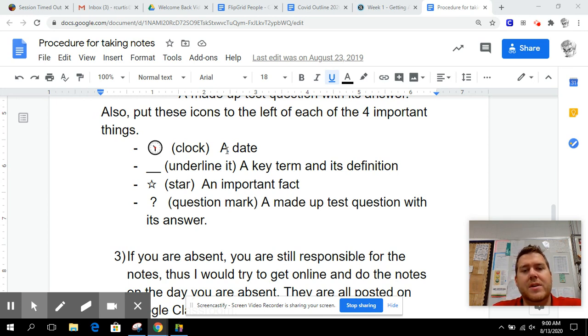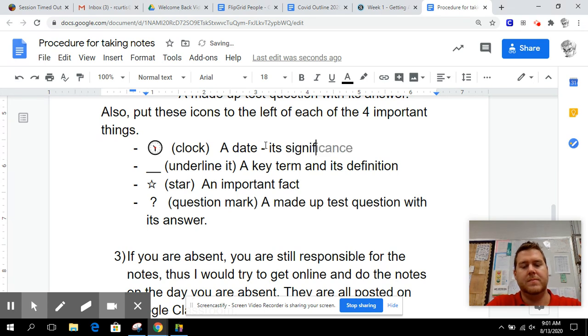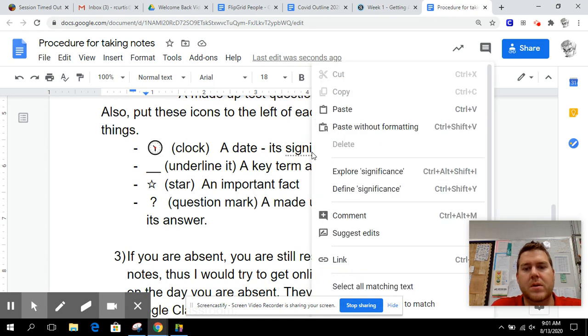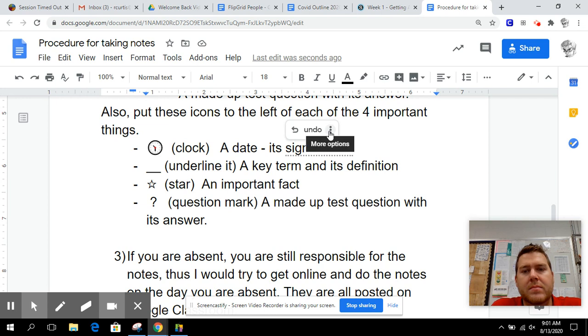When you write the date, you need to also write its meaning, its significance. Let's see how to spell significance. So in that type, it might be 17th century. It might be 1517, when Martin Luther nailed something to the door, the 95 Theses.